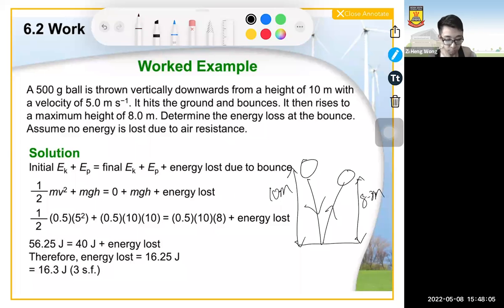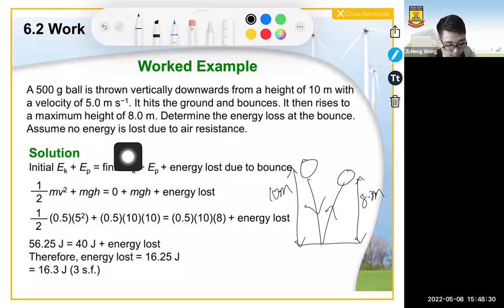Okay, so in this case, there's the initial push of 5 meters per second. So the initial KE, so we wrote down this, which is exactly what I just told you just now. Initial K plus initial GP will be equal to final K plus final GP plus any energy loss due to the bounce.